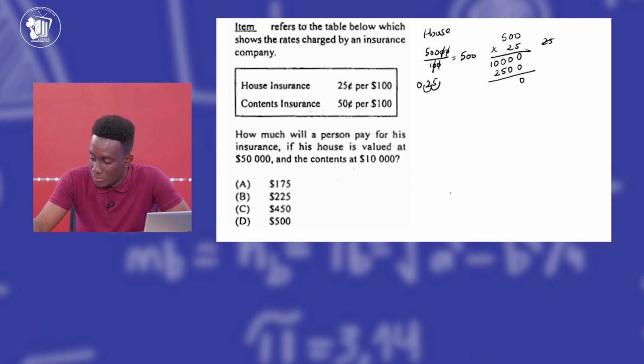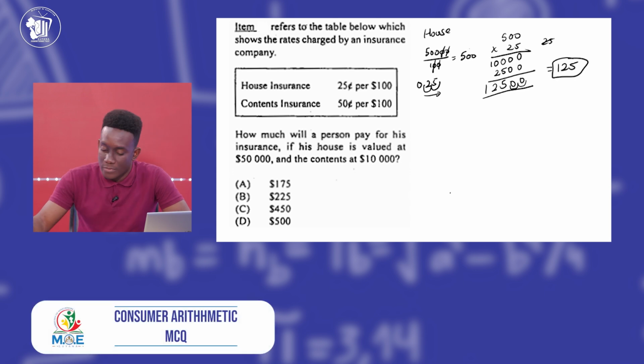So we add up 0 plus 0 is 0, 0 plus 0 is 0, 5 plus 0 is 5, 2 plus 0 is 2, and we bring down the 1. So remember to move the point out 2 times, so we got to jump it back in 2 times. So the cost for the house insurance is $125. So now let's find the cost for the contents insurance.